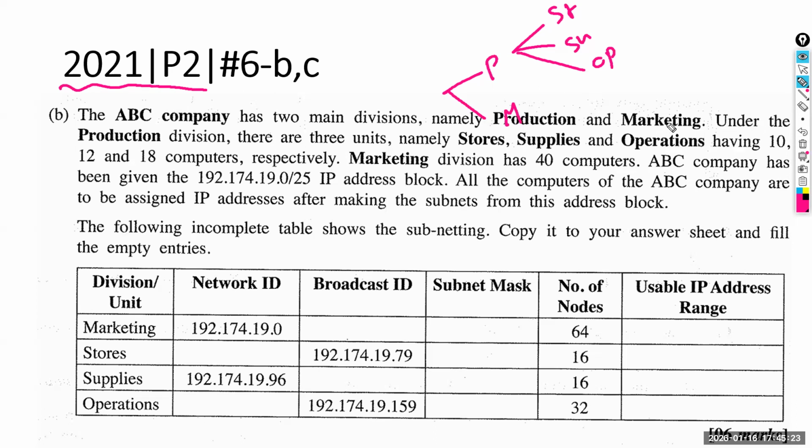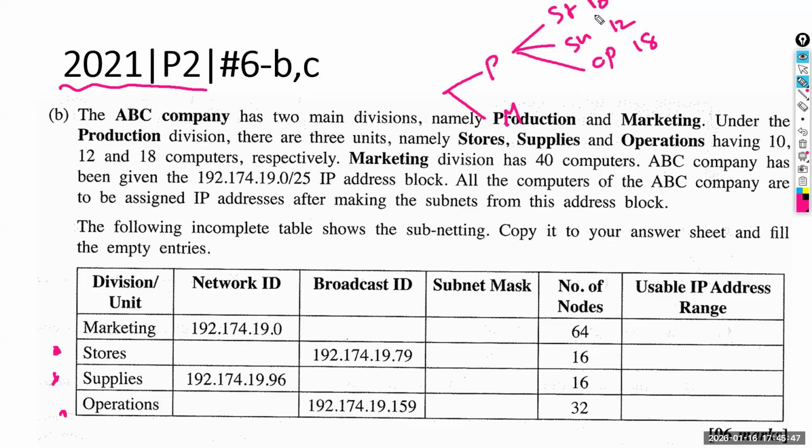Right. So then, under the production, you have stores, supplies, and operations having 10, 12, and 18 computers, right? 10, 12, and 18 computers. That is stores, supplies, and operations. Stores, supplies, and operations.